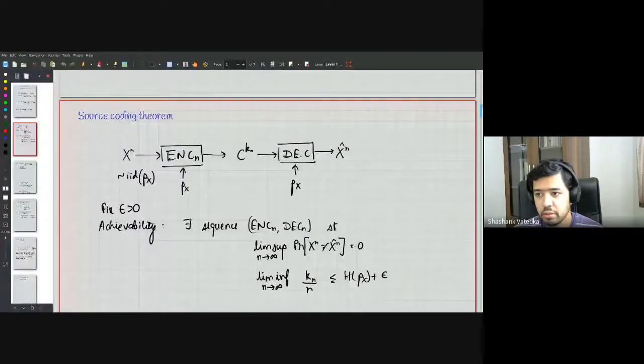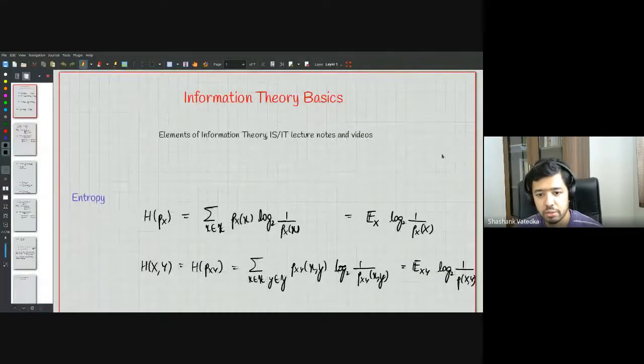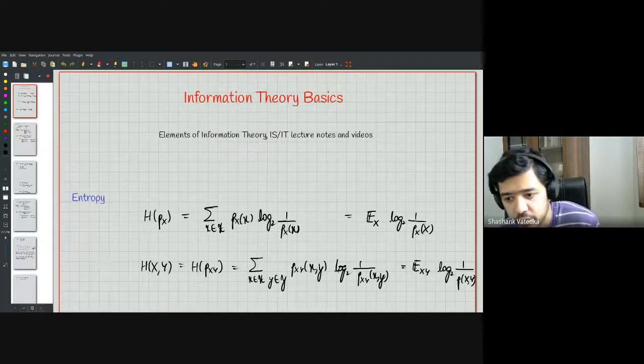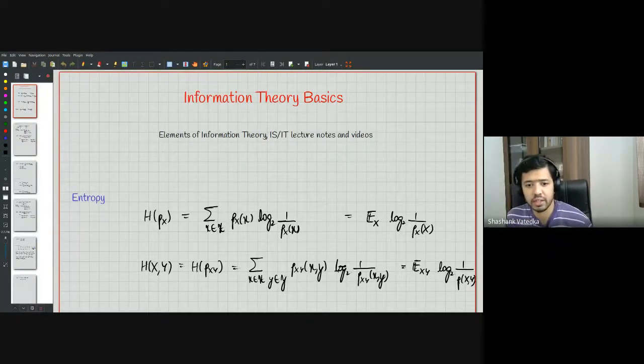Okay, so that wraps up our discussion on at least the basics of probability. So now we can actually get to the real information theory part. So in this class and the next, we'll do a quick review of topics in information theory of various notions that you would have already studied.